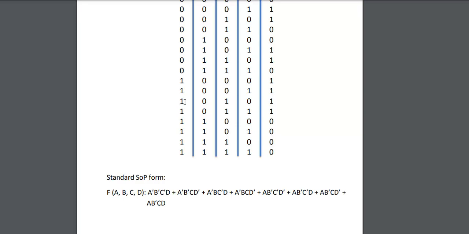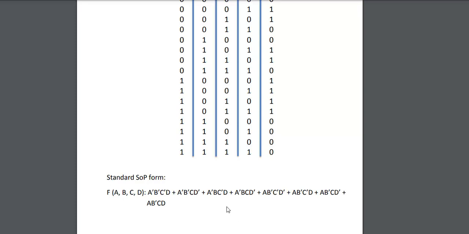A is again 1, B is complement, C is 1 and D is complement. So their product will be A, B complement, C, D complement. And all these products are then added to each other. That is why it is called a sum of products form.